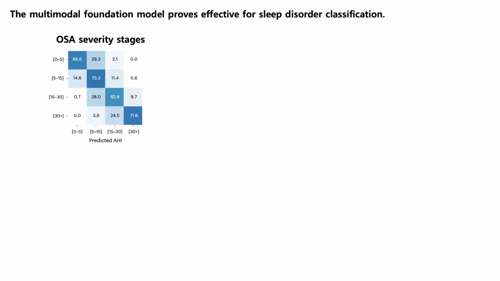Okay, then the multimodal foundation model proved effective for sleep disorder classification. This is the result of the SleepFM model. This is the OSA severity stages, and here they're based on the AHI level. 1 to 5 is the normal person, and then the next one is mild OSA, then moderate OSA and severe OSA. The performance looks like it's not that good, but in the paper they mentioned that this is a novel, robust performance. So I don't know what it is.